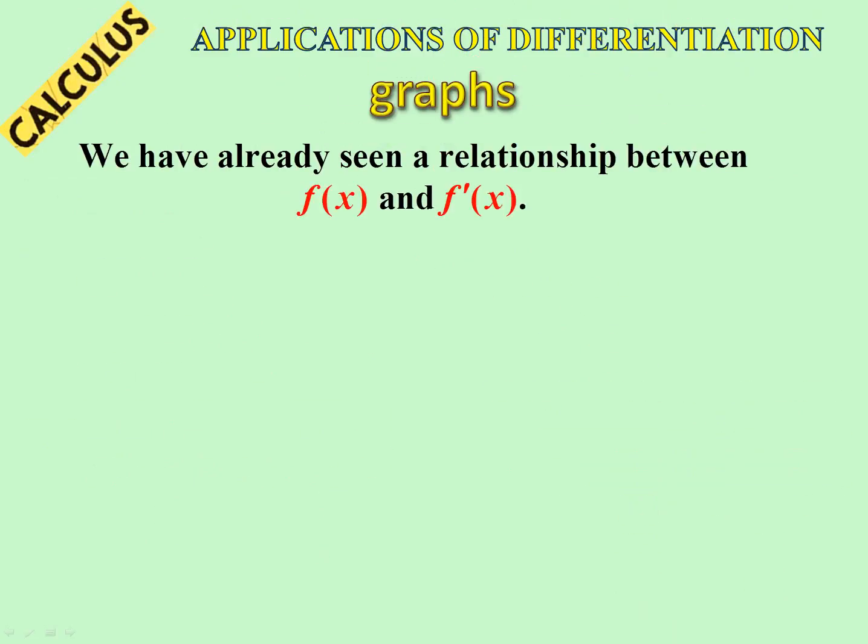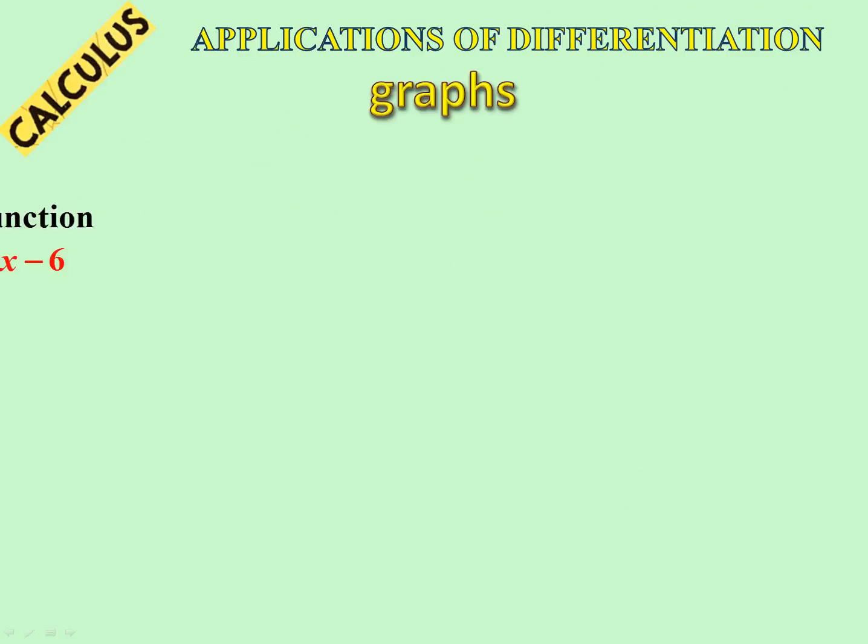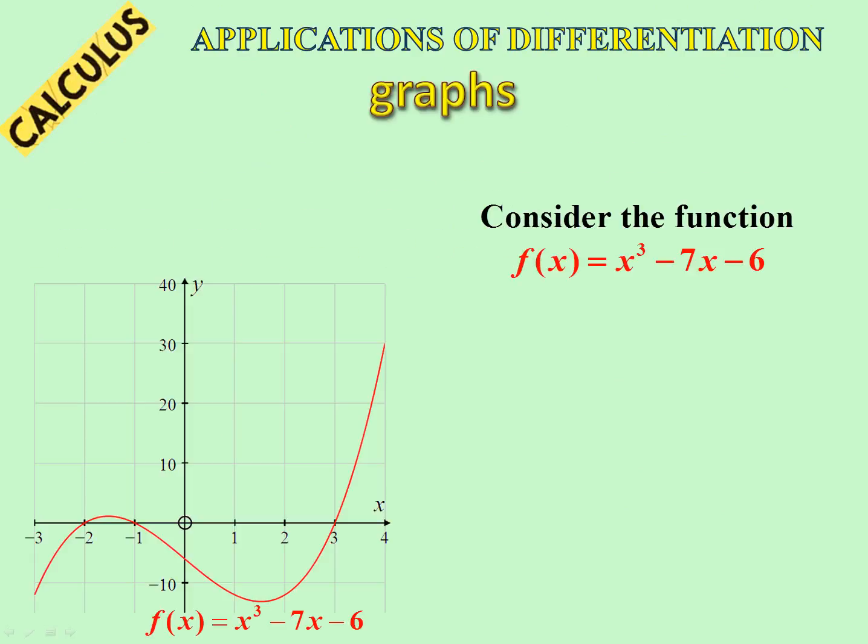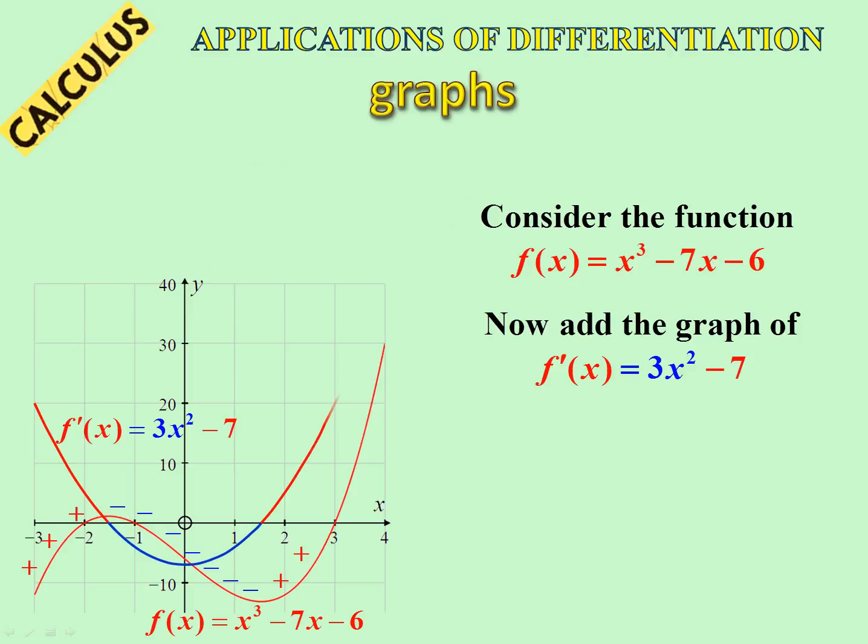So, we've looked at the relationship between f of x and f prime of x. There's f of x. There's the graph of f prime of x. Notice that when f prime of x is below the x-axis, the blue part, then it means it's negative. Whether a graph is positive or negative depends on whether it's above or below the x-axis. It's positive there, negative there, positive there.